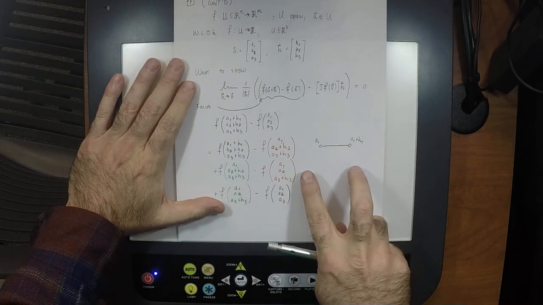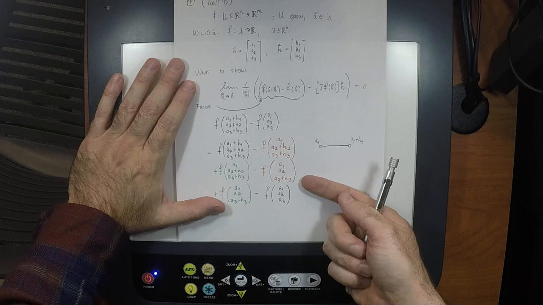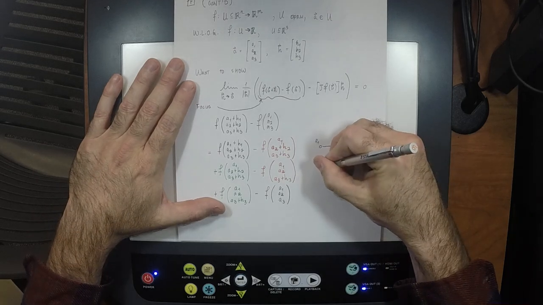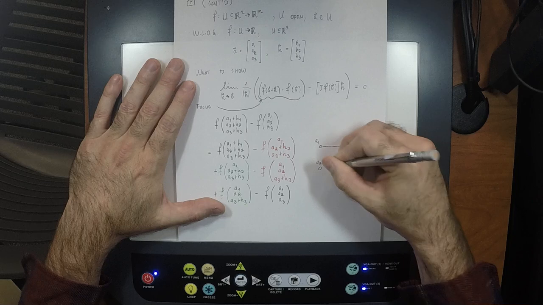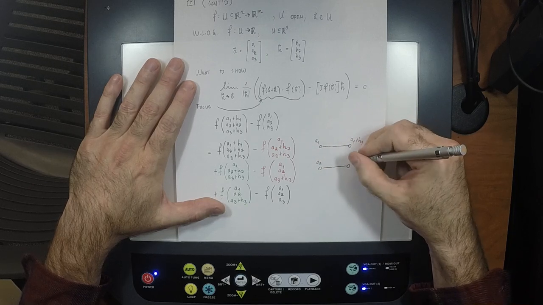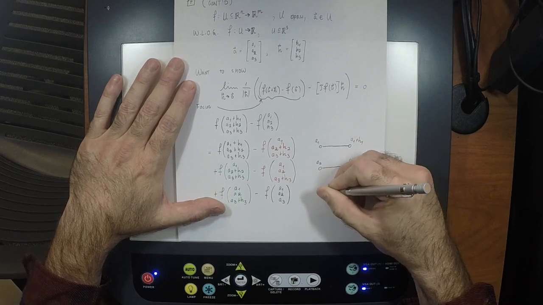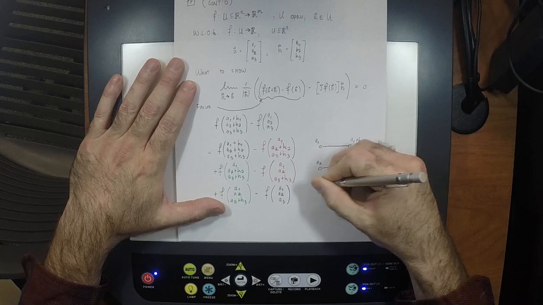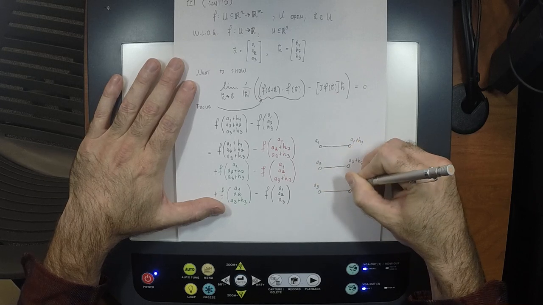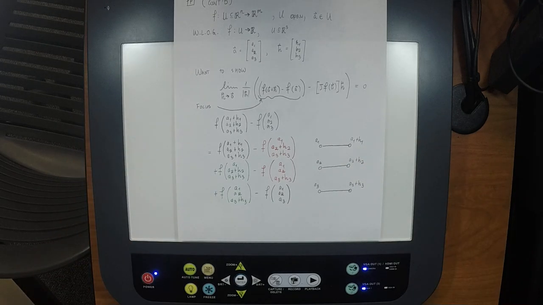So understand that this drawing is making a slight assumption that may not necessarily be true. Okay, similarly, what interval is this occurring on? Right. A2 to A2 plus H2. And similarly, this one is occurring on A3 to A3 plus H3.